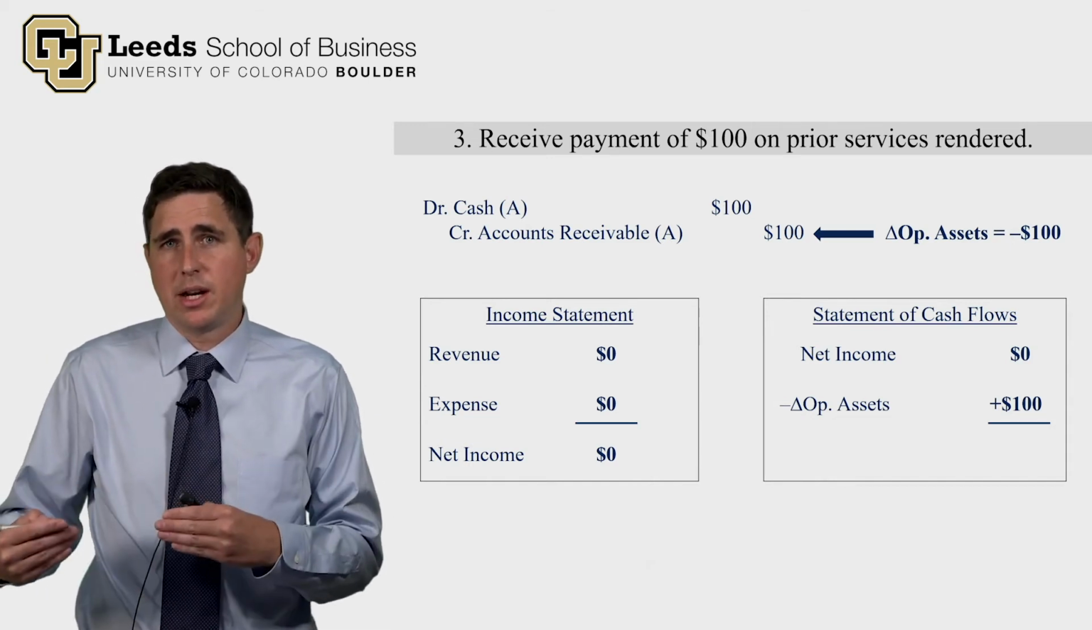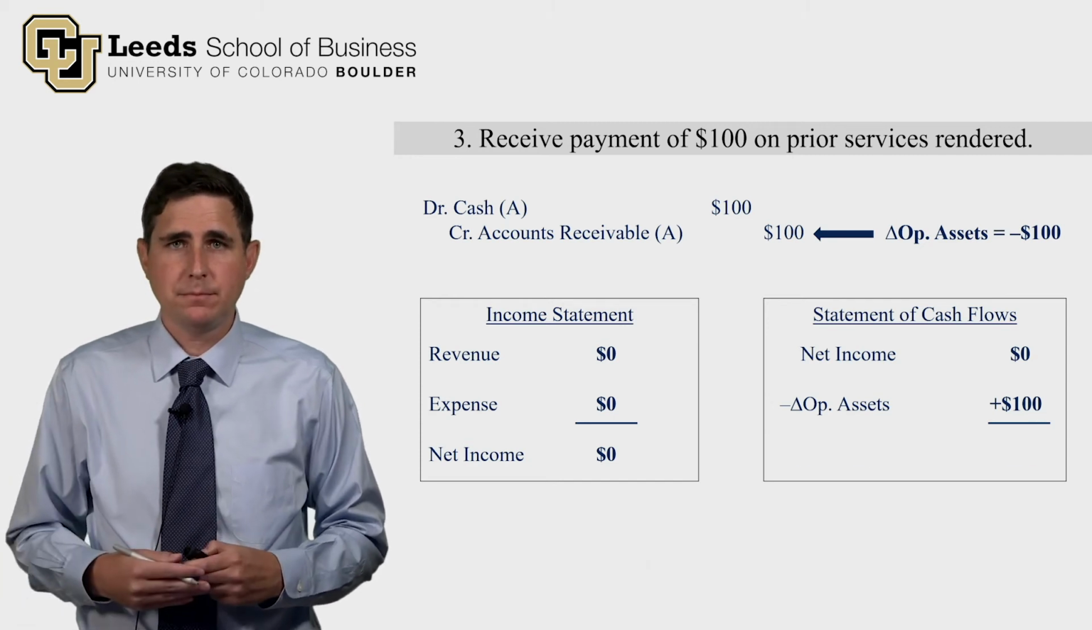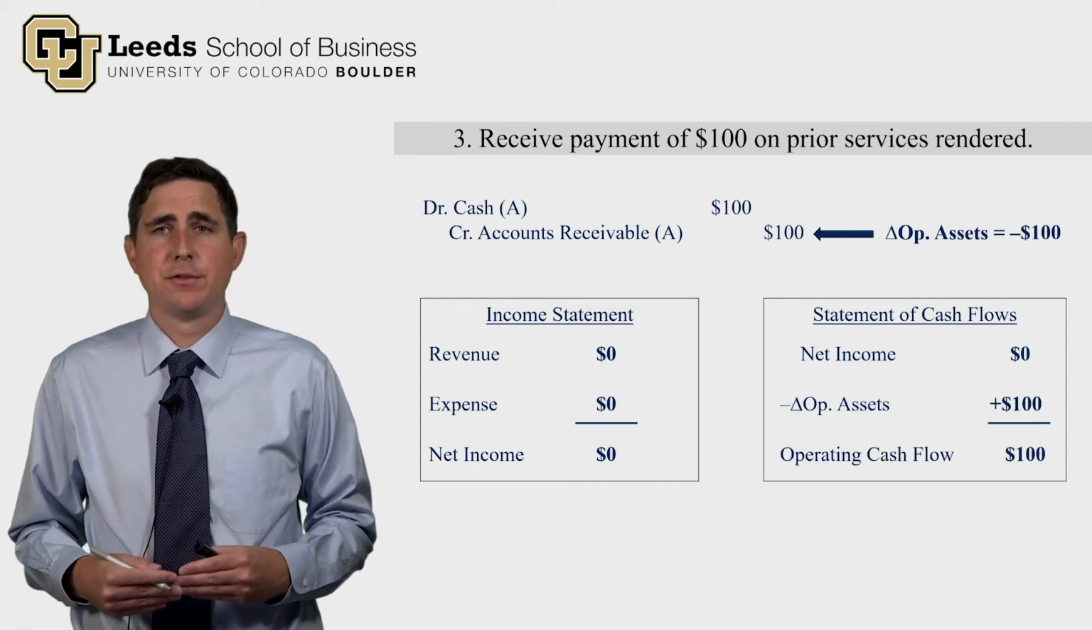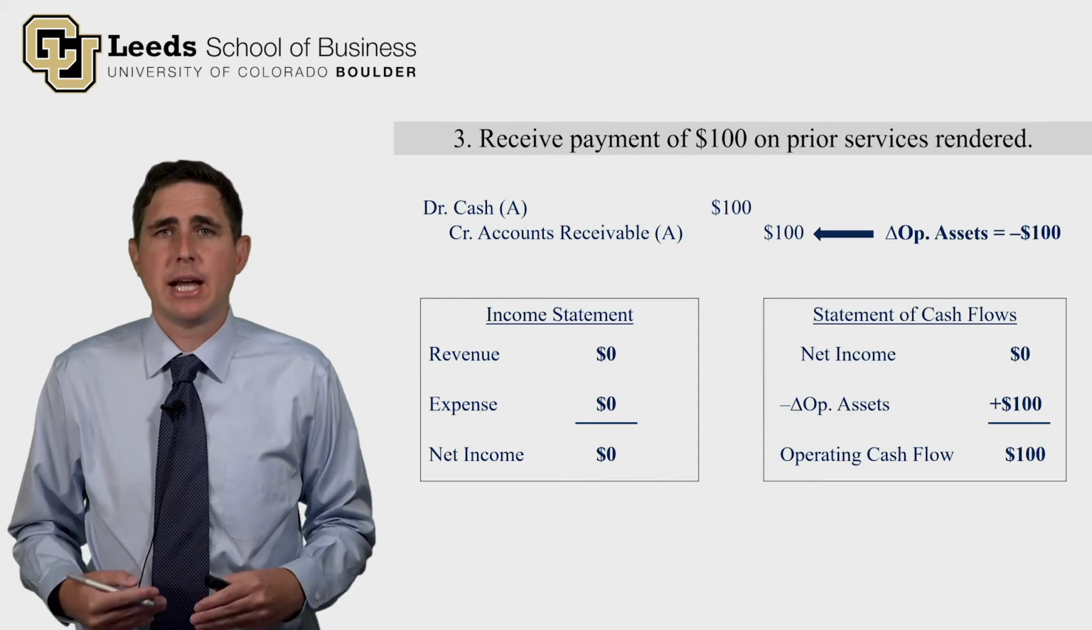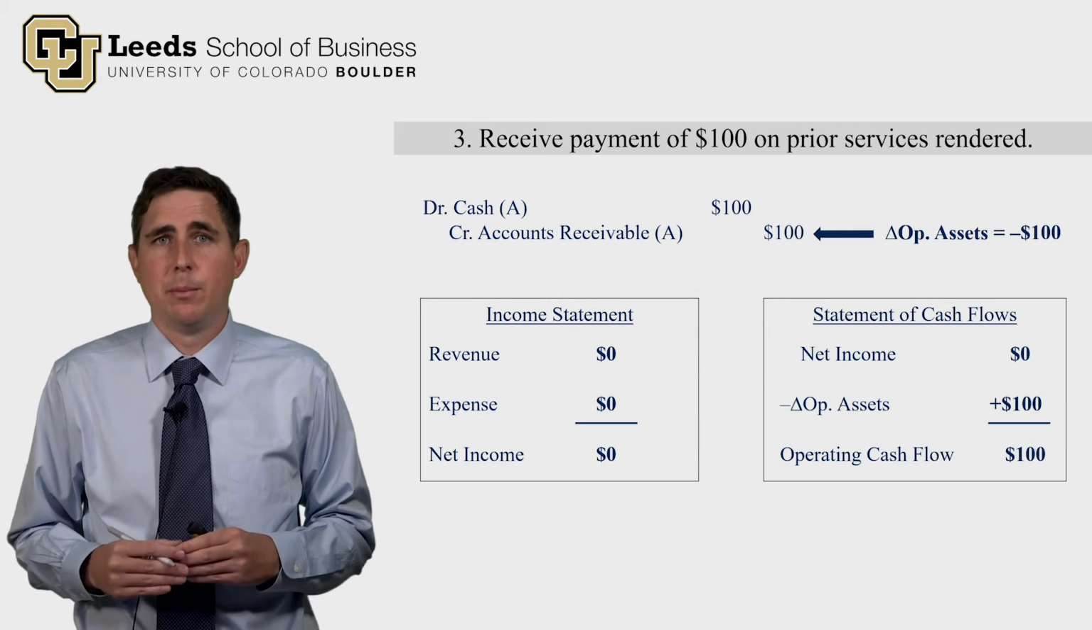So we start with net income of 0, and we add 100 because operating assets went down, and we end up with operating cash flow of positive 100, exactly what we were expecting to have. Okay, that's example number 3.